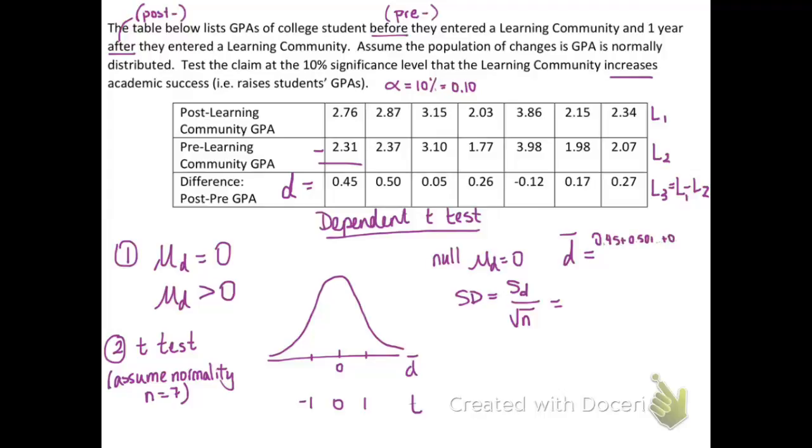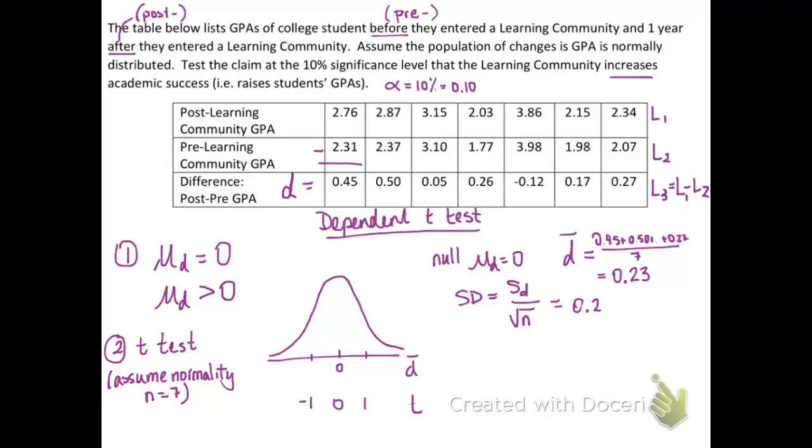If we want to find the actual mean difference, it's 0.23. We'd add up all the differences and divide by 7, since that's how many there are. So there was an average of 0.23 difference, an increase in GPA. But we're asking, is that increase due to chance, or is it actually due to this learning community working?